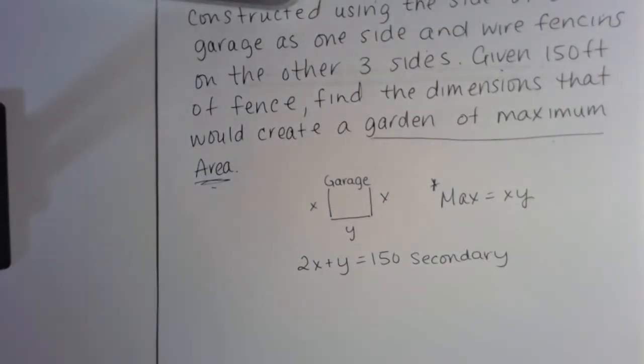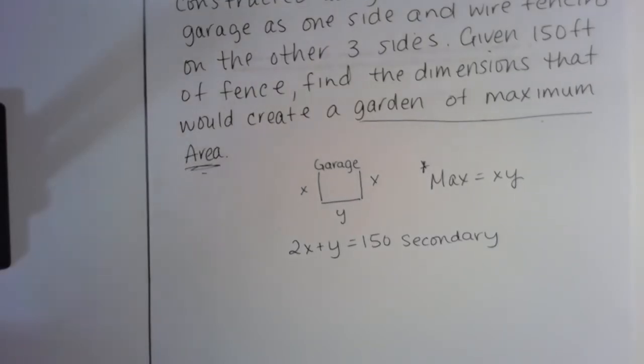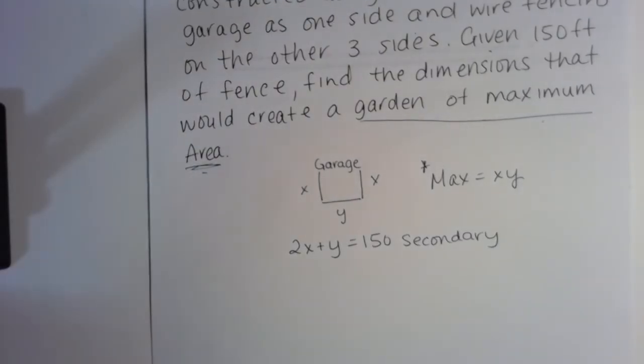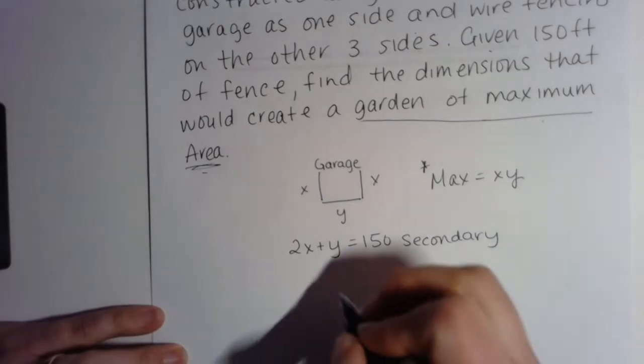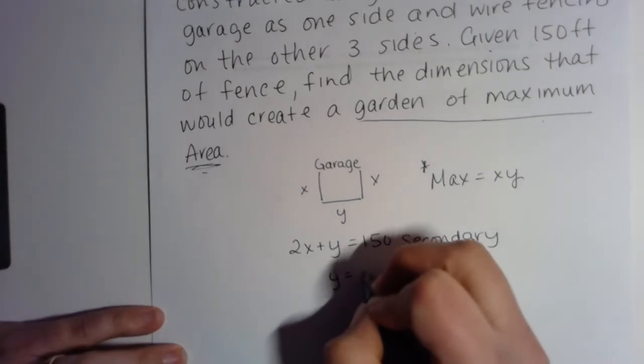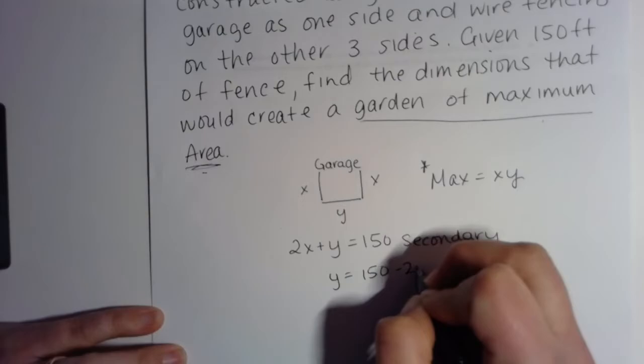It doesn't matter which one you solve for. I usually go with the algebraically more simple one, and if I have a choice, I always solve for y because I tend to start writing x instead of y when I try to use y. So I'm going to solve for y. So my y is 150 minus 2x.